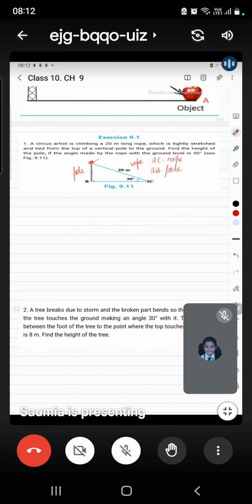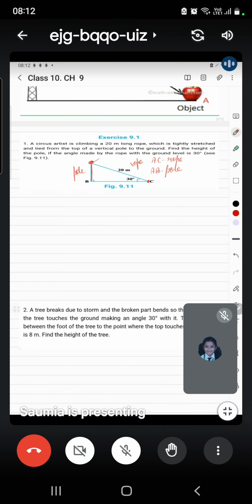There is a pole. A rope is tied to the top of the pole and stretched to this end. This is a pole. I'm tying a rope here and stretching the rope to this point. Now the pole is at 90 degrees. So what is formed? A right angle triangle is formed.